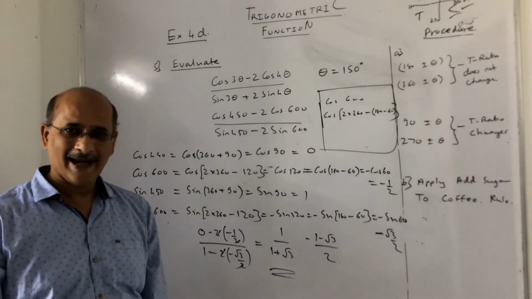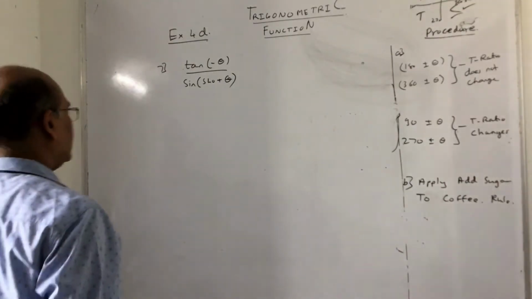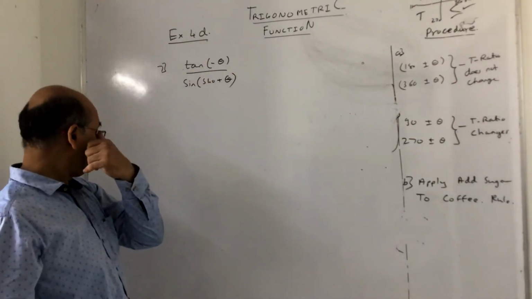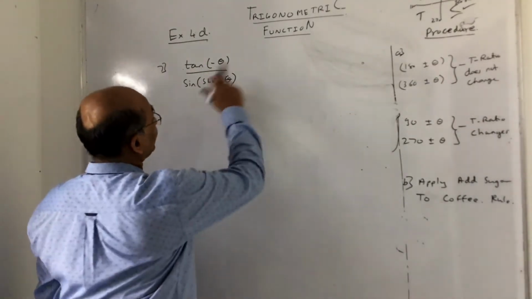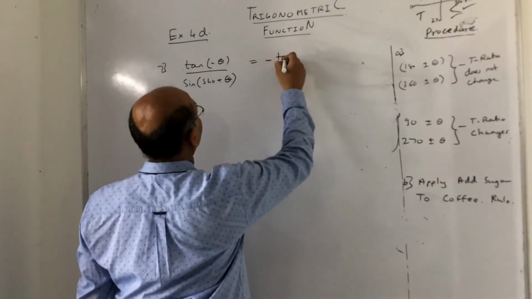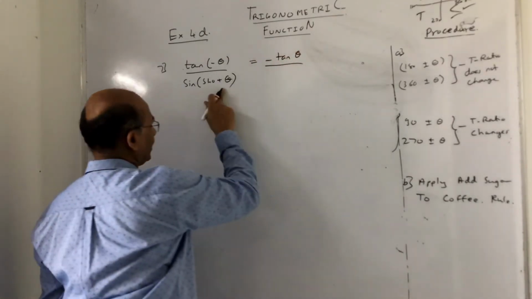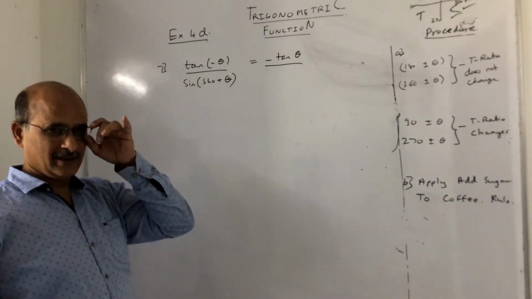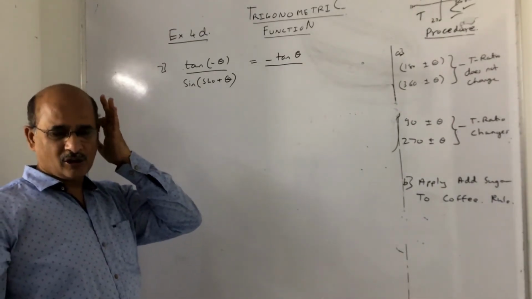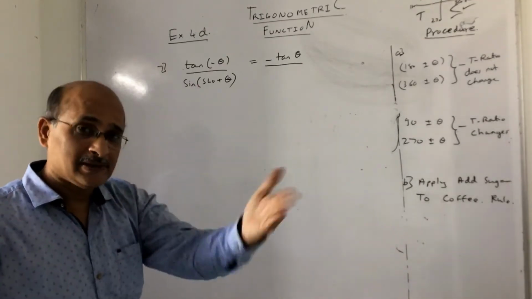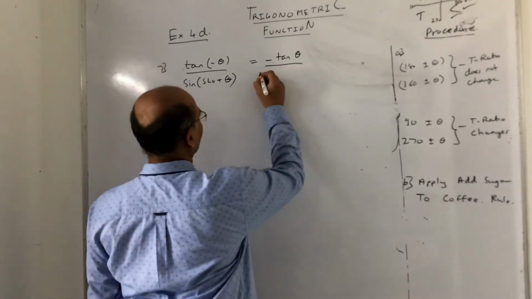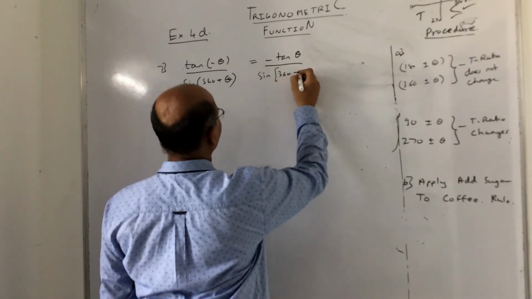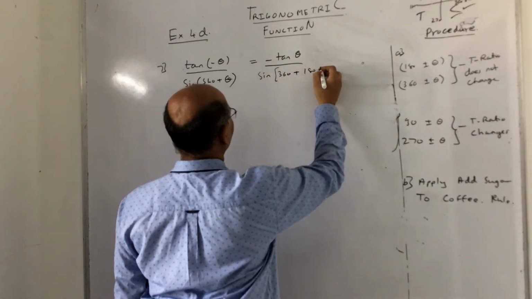So pause and notice. Let us take this example. It's a simple sum actually. They are just saying evaluate it, or they can also say simplify. Now tan of minus theta, everybody knows, is minus tan theta. Now here I want you to pay attention. Sine of 540 plus theta. It is not very near to 360, nor very near to double, 720. So anyway I can work it out. What I will do is write sine of 360 plus 180 plus theta.